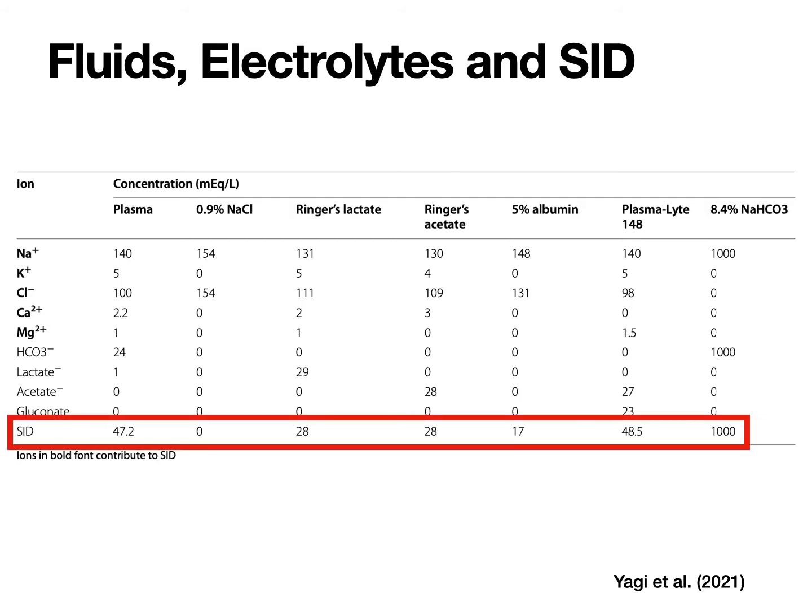Highlighted is the SID row of plasma and the various IV fluids used in the ICU. The one that most resembles plasma is Plasma-Lyte, followed by Ringer's acetate and lactate, then 5% albumin. Normal saline solution, or NSS, has a SID significantly lower than that of plasma and hence may promote acidosis. Again, this is the subject of vehement research the past few years with RCTs coming out, but the contents of which are beyond the scope of this talk.